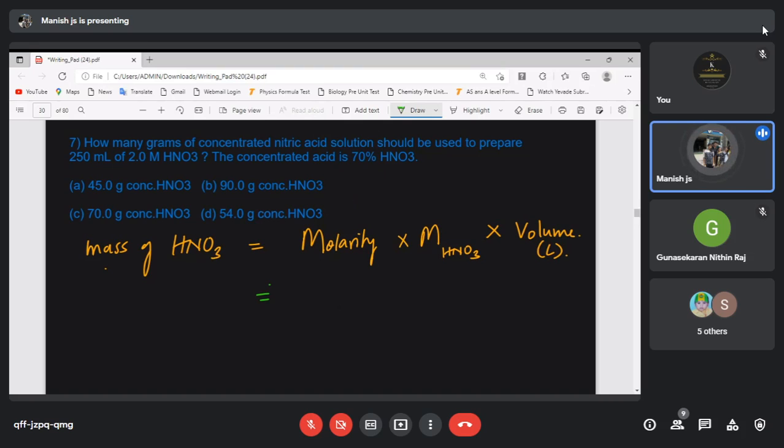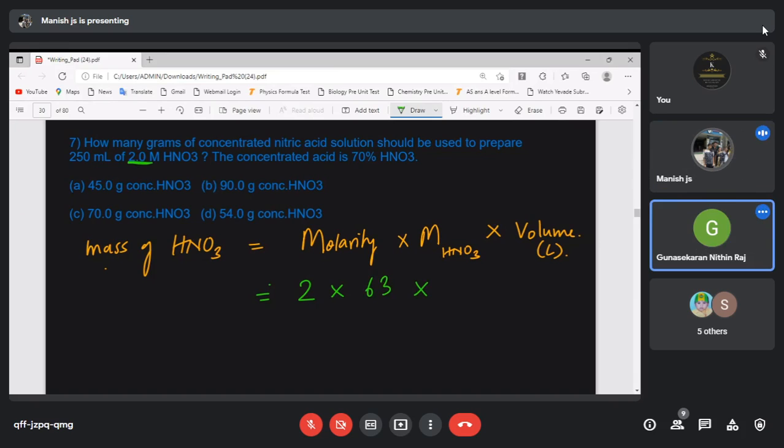So now coming to the molarity. Molarity as per the question is 2 molar. See, it is here. 2 molar. So 2 into molar mass of HNO3. You calculate that. What is the molar mass of HNO3? Hydrogen is 1. Nitrogen is 14. Oxygen is 16. 16 into 3 plus 14 plus 1. How much are you getting? 63. Yes, 63 is correct. So 2 into 63 into volume.